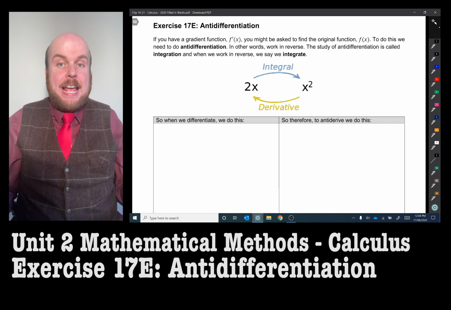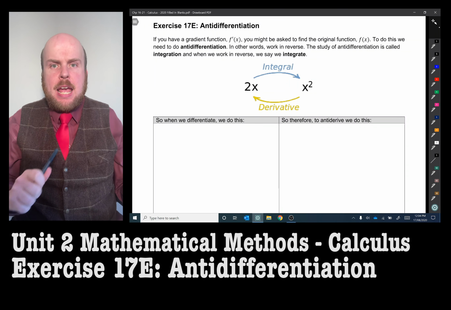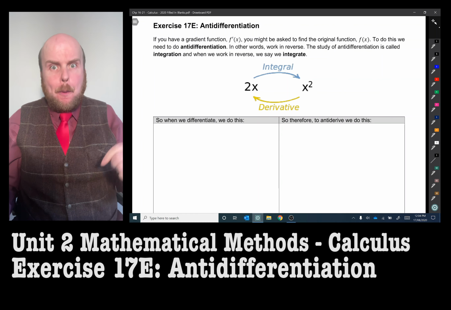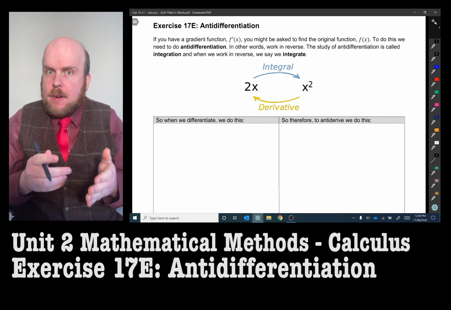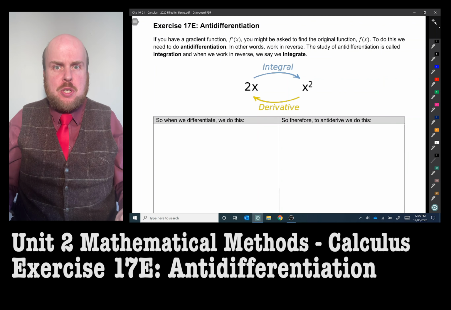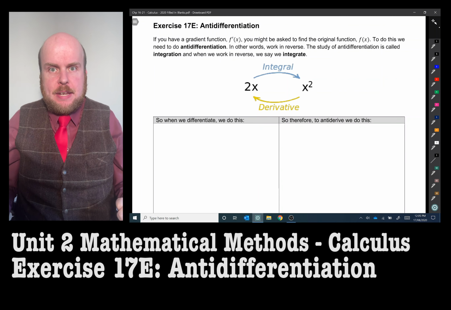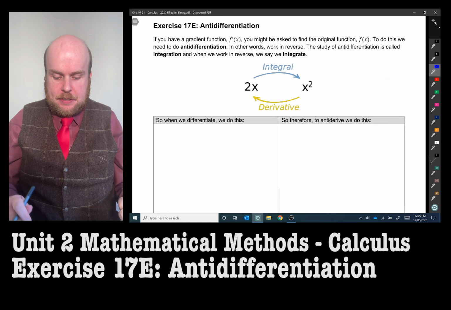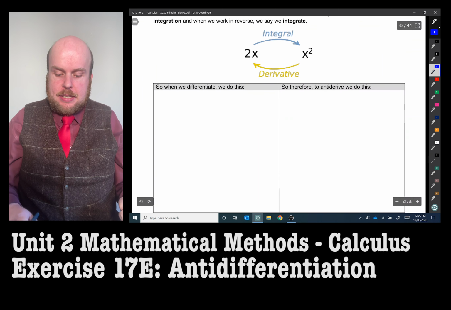Exercise 17E, antidifferentiation. As the name suggests, this is the opposite of differentiation. So if I've got a derivative, a gradient function, and I need to find what the original equation was, we need to do the antiderivative. So let's have a look at the process. Let us start with an example.